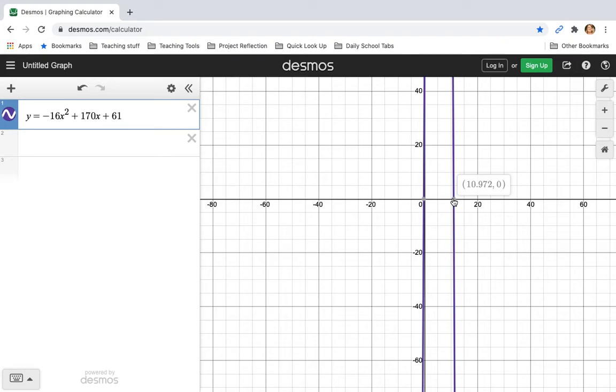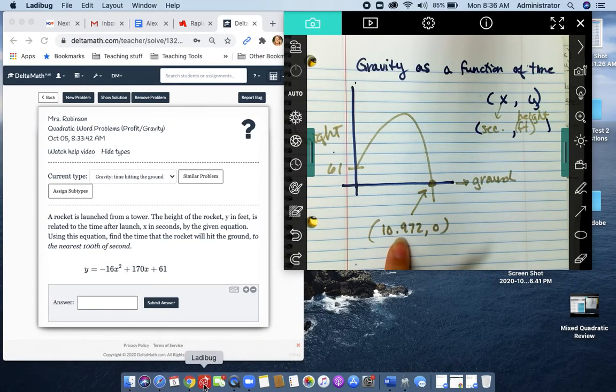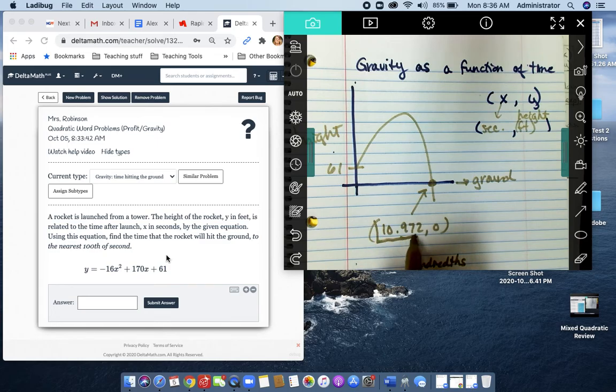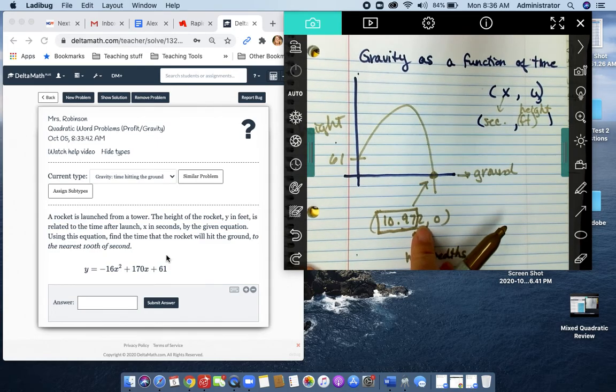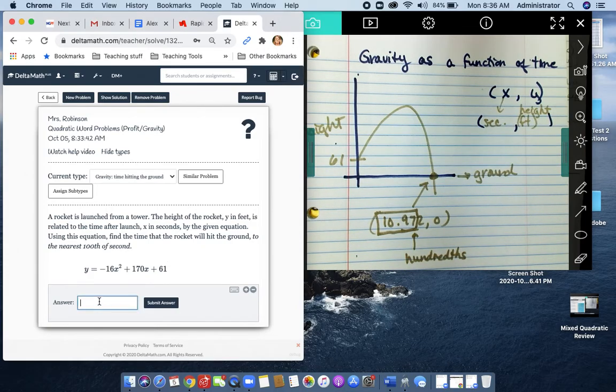But they say to round to the hundredths, so that's tenths, hundredths. Let me go back to my notebook here. If I have 10.972 and they are asking for the nearest 100th, I'm going to look at 10.97, and if this 2 is 5 or larger, the 7 would round up to an 8. But because it's below 5, I'm going to keep it at 10.97 seconds.